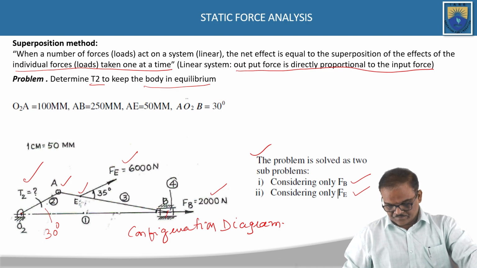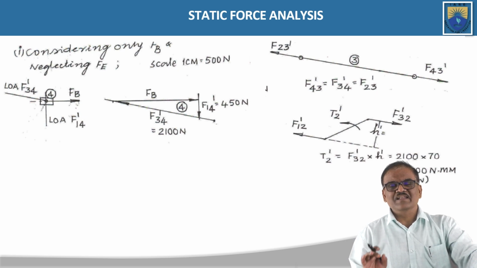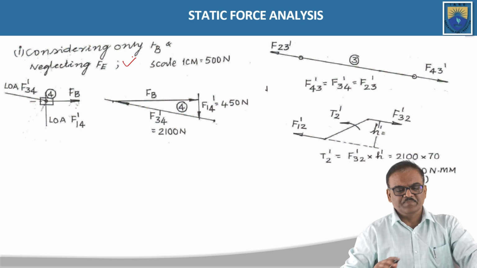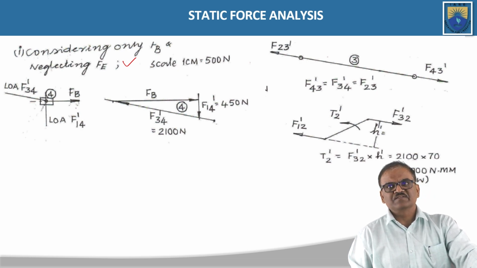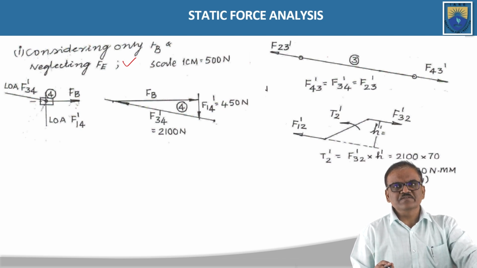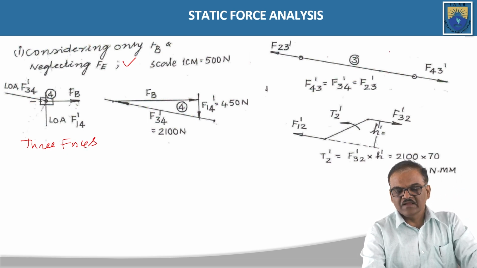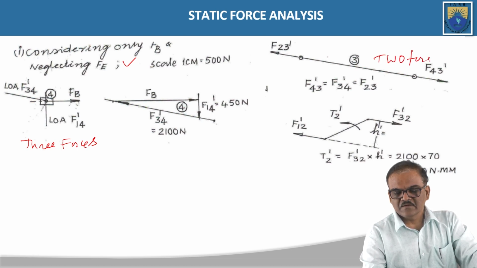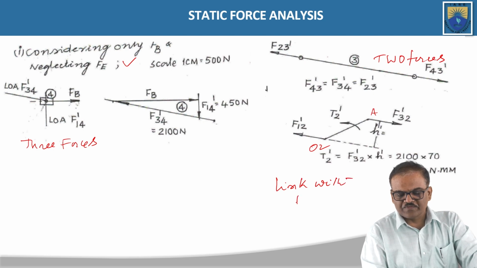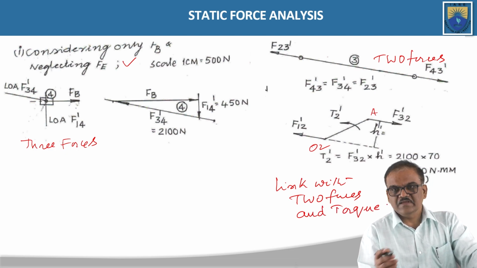So, considering only FB and neglecting FE. Please make a note of it: 1 cm is equal to 500 newtons. Here our objective is to identify members with 3/4. When you see link 4, this is a member with 3/4. When you consider link 3, it is a member with 2/4. And link O2A is a link with 2/4 and torque, as we have seen in the previous class.